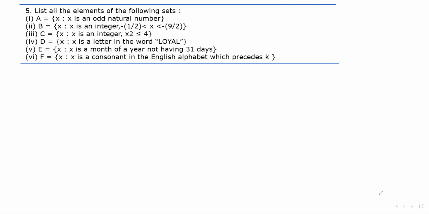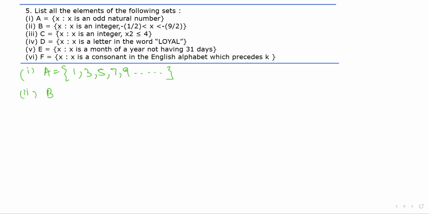List all the elements of the following sets. Now listing the elements is equivalent to mentioning the elements, which is your roster form. So your first set is x is an odd natural number. Now, odd natural numbers start from 1, 1, 3, 5, 7, 9. Since there are infinite, we'll just write dot dot dot and be done.